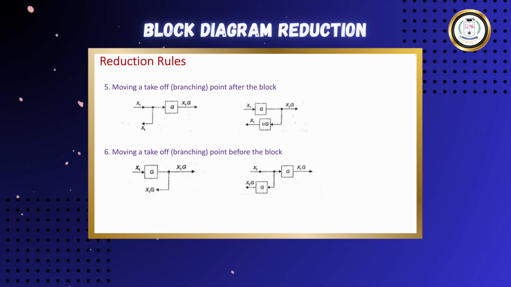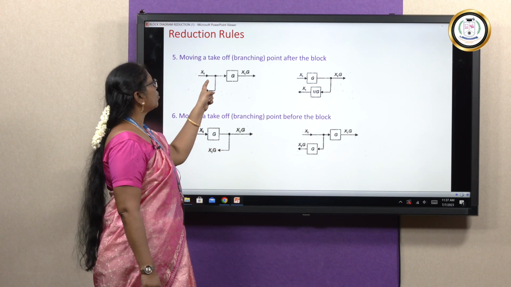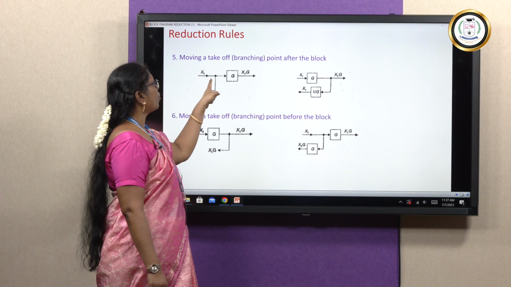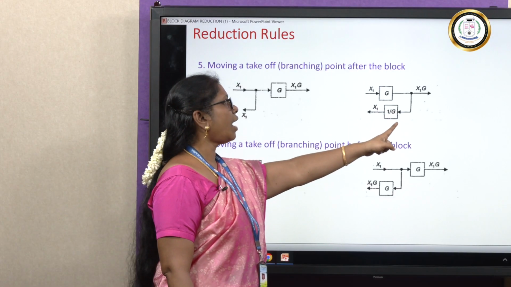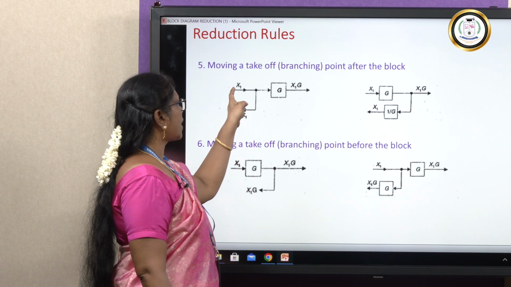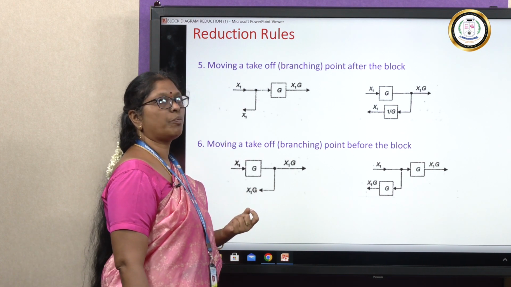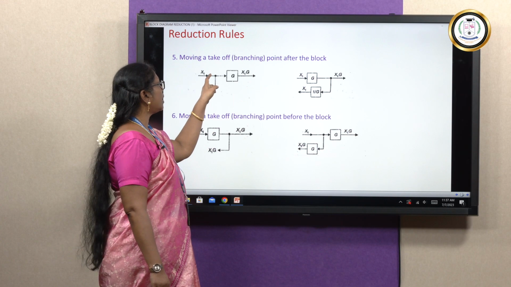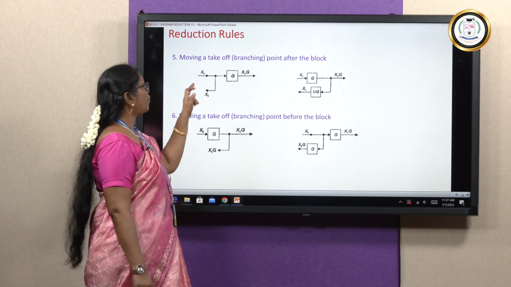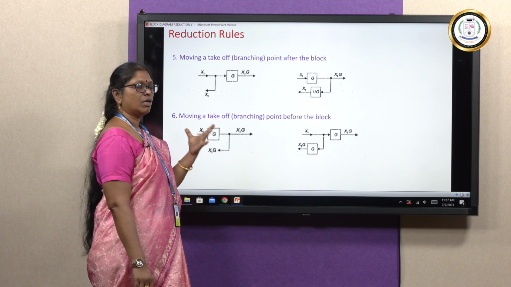So next is moving a takeoff point, or we can also call it a branching point. So moving a branching point after the block. So you have a branching point here. We are going to move this branching point after the block. So you have this block. So here x1 output from here, if you are taking a branching point, whatever is the signal, that signal is going to come. So from x1 we are taking the branching point, that means that signal is also x1.